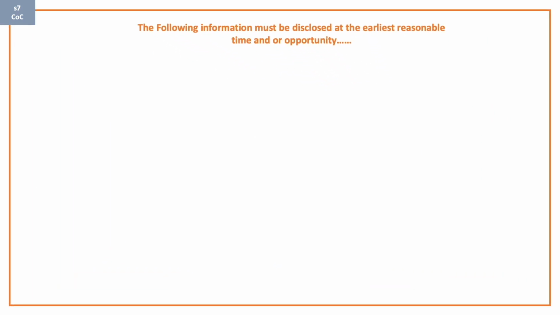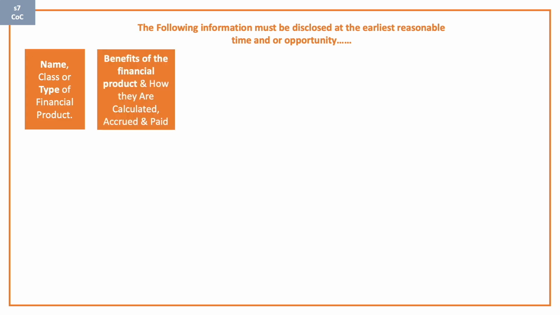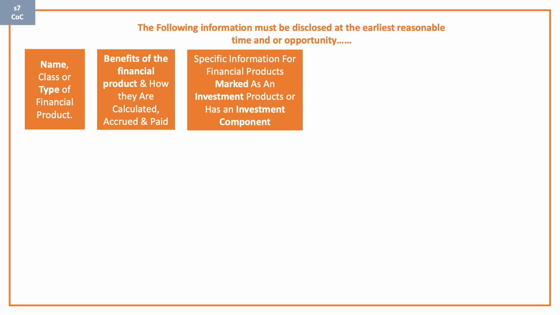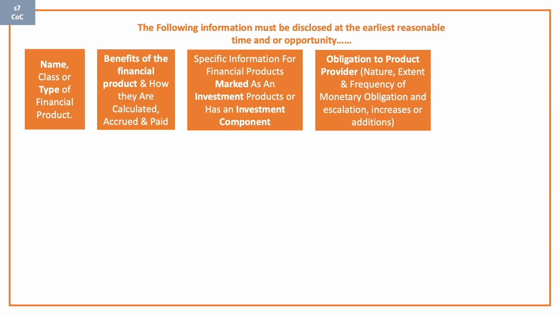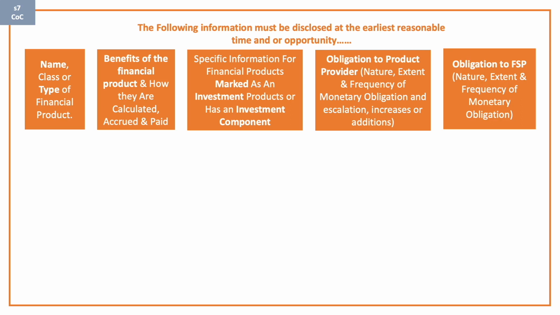Section 7, paragraph 1c states, the following information must be disclosed at the earliest reasonable opportunity and time. 1. The name, class, or type of financial product. 2. The benefits of the financial product and how they are calculated, accrued, and paid out. 3. The specific information for financial products marked as an investment product or has an investment component. 4. The obligation to the product provider, nature, extent and frequency of monetary obligation and escalation, increases or additions. 5. The obligation to the FSP, nature, extent and frequency of monetary obligation.